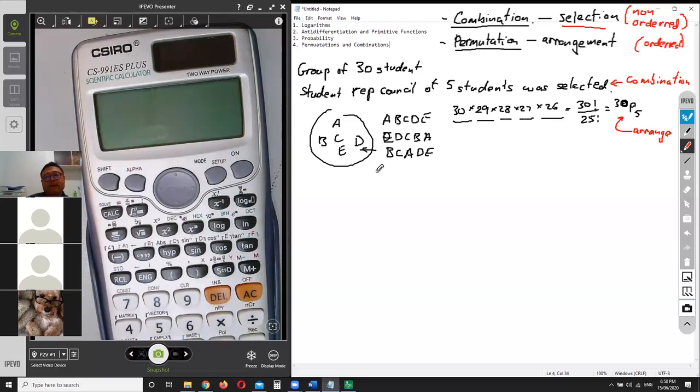Have a think. If you've chosen each of the 5 members of this committee, how many arrangements are there of those 5 members? Ignore the 30P5 for the time being. Let's just focus on these 5.